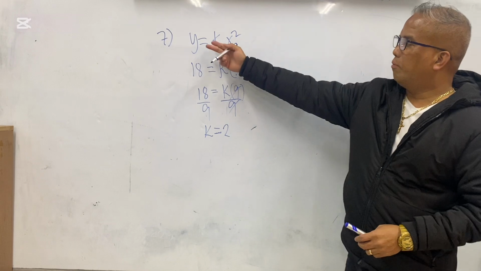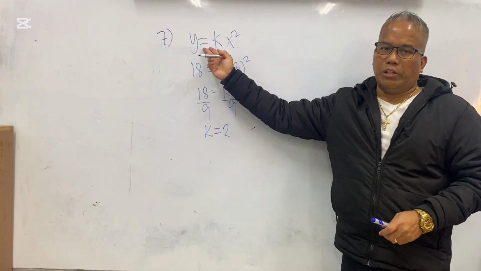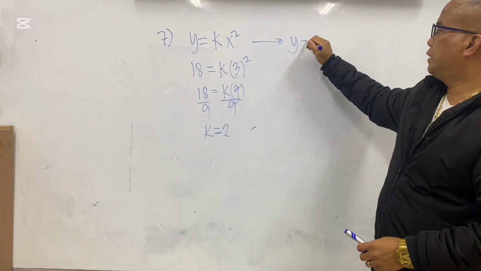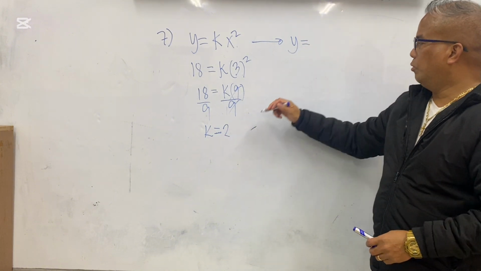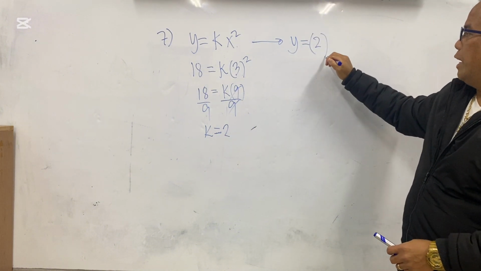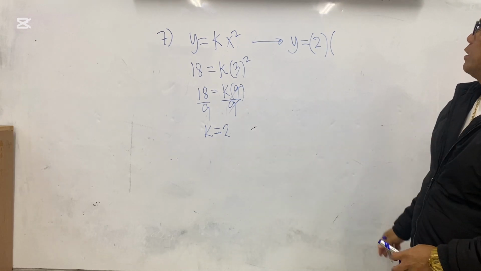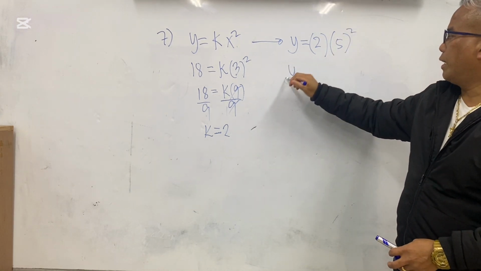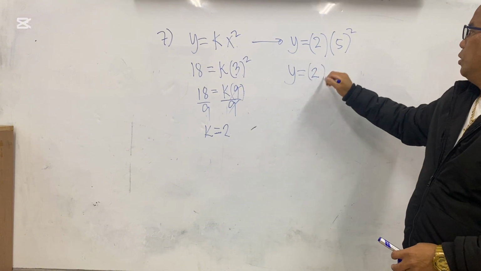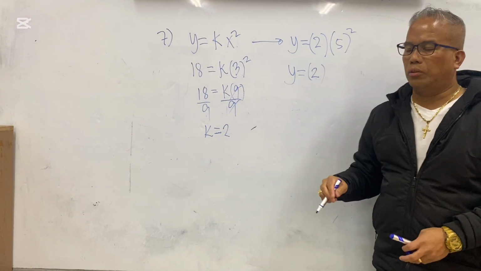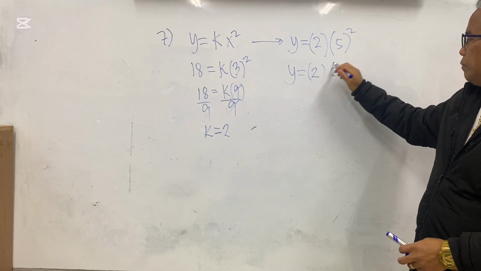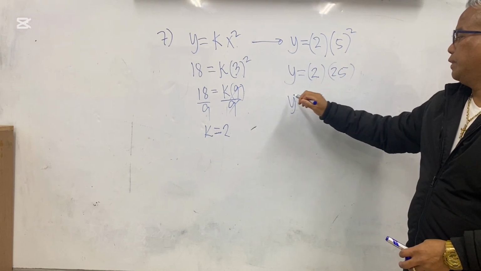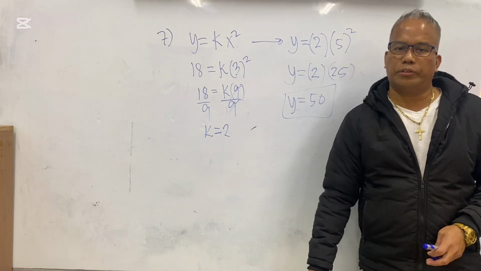Then we will go back to the original equation to find the value of y. Y equals, the value of k is 2. Then times, if x is equal to 5, 5 raised to the power of 2. Y equals 2 times 5 squared. 5 squared is equal to 25. Then 25 times 2 is equal to 50. So this is now the final answer.